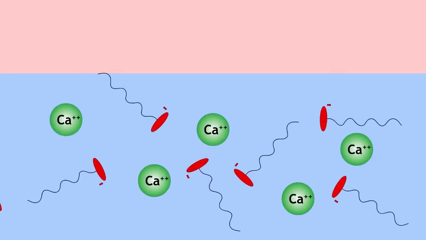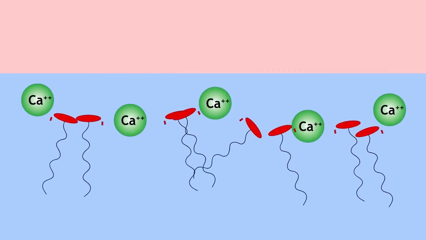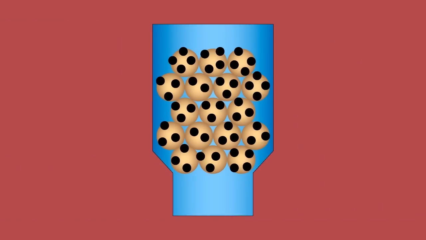So to summarize, to soften hard water, you need to remove the calcium ions which are in solution. This is done either by adding washing soda or by using an ion exchange column.